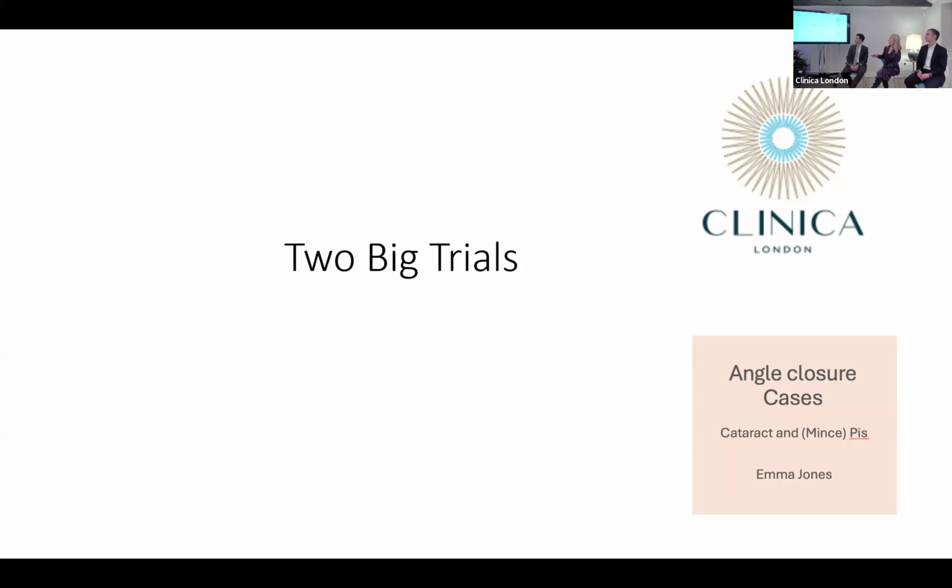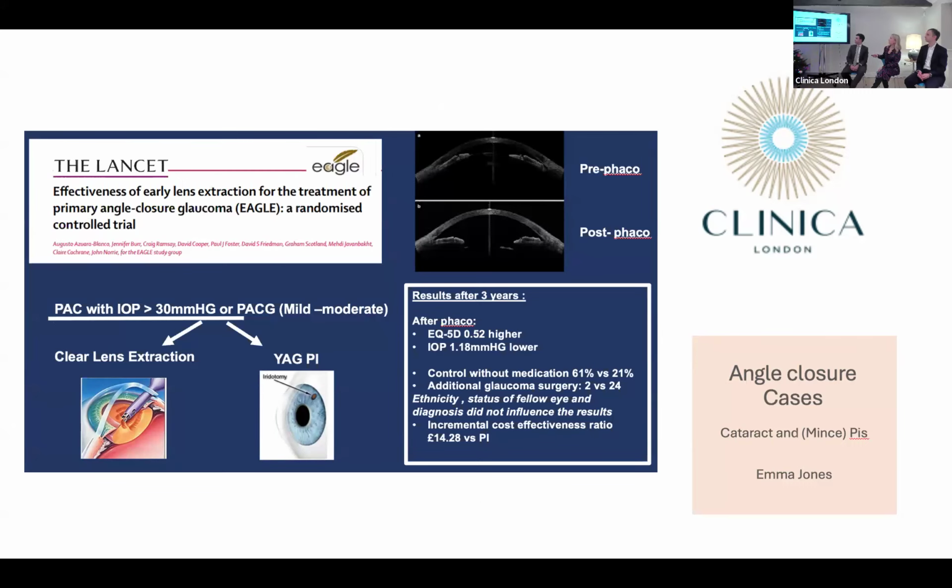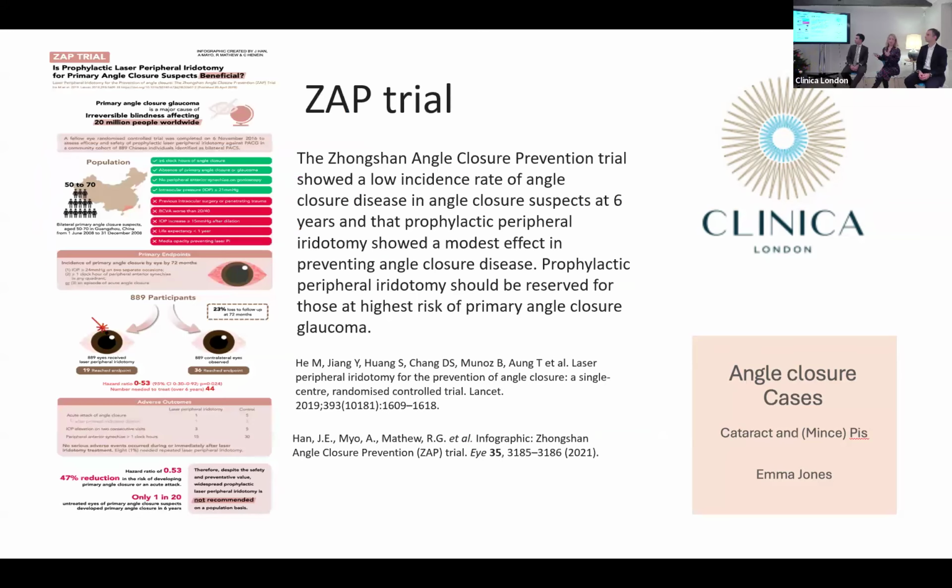And that is just the two big trials to mention. You may hear of the EAGLE study. Yes, you've heard of the EAGLE study, and that was for people who definitely had damage. Clear lens extraction was advantageous to doing a peripheral iridotomy. And then the one that we've all mentioned, the ZAP study. There are these nice pictures that a colleague of mine, Rashmi, did, infographics on different trials. If you look them up in Eye, they're kind of nice to put up around the place. They explain what the trials are in a palatable fashion. And that is it.